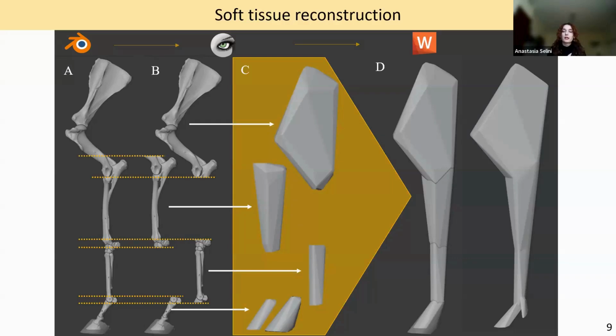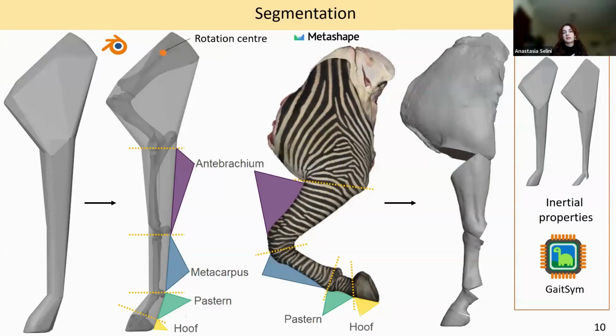The soft tissue reconstructions for the extant species were validated with 3D models of cadaveric material, as you can see here for the zebra. And as they showed strong and significant correlative results, we used them for the extinct species as well. We segmented these soft tissue reconstructions into functional segments, as you see here, of the hoof, the pastern, the metacarpus, and then the brachium. And we calculated the moment of inertia for their center of mass and about the rotation center as well. But mostly here we will talk about the moment of inertia about the rotation center.